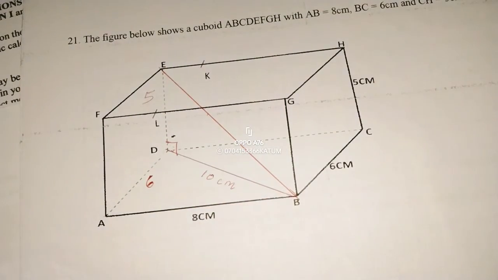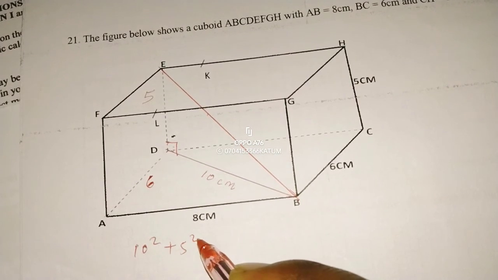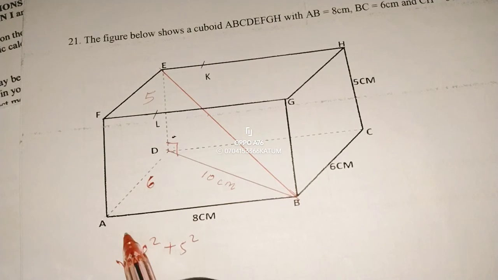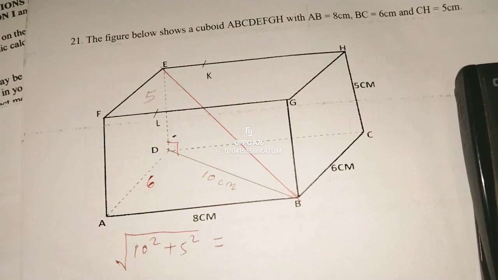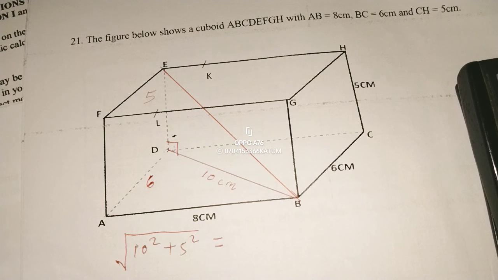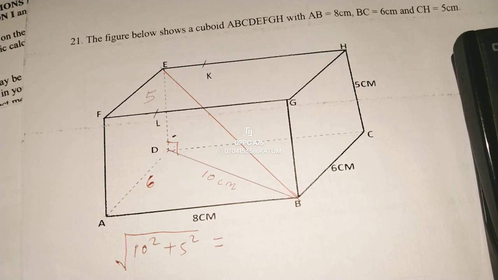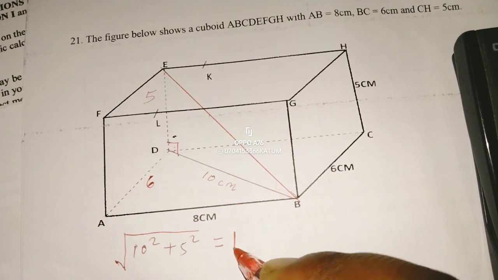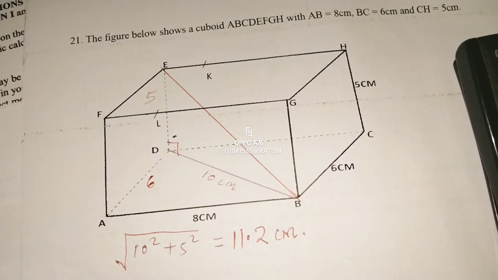So we can apply Pythagoras' theorem at that point for us to get BE. And BE is going to be, when we take 10 squared and add 5 squared, then we obtain the square root. So 5 squared plus 10 squared, then we obtain the square root. We're going to get 11.2. Remember, we want it in one decimal place.